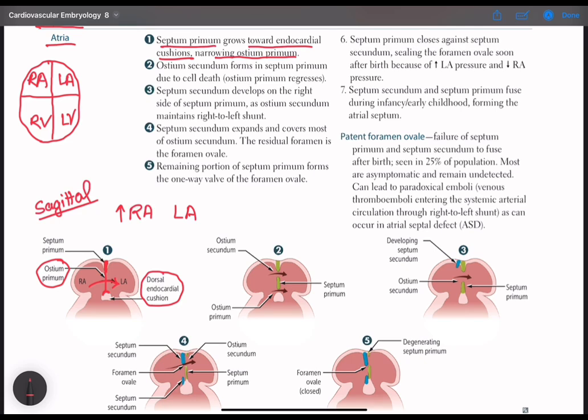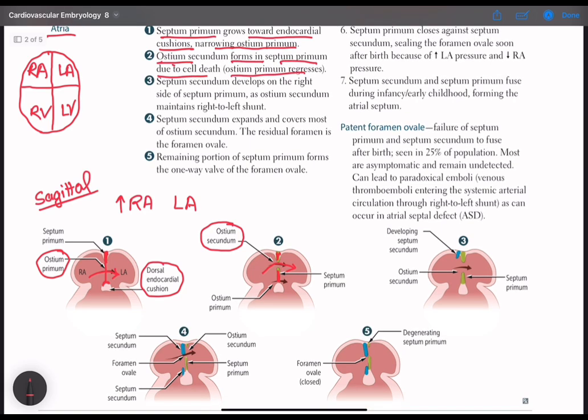In second step, this is septum primum. In second step, we have a regression of cells within septum primum, and a new opening is formed which maintains right to left shunt, and this opening is known as ostium secundum. Ostium secundum forms in septum primum due to cell death. Ostium primum regresses. Then we have a formation of new septum known as septum secundum. It develops on the right side of septum primum and it also grows downward. So septum secundum develops on the right side of septum primum as ostium secundum maintains right to left shunt.